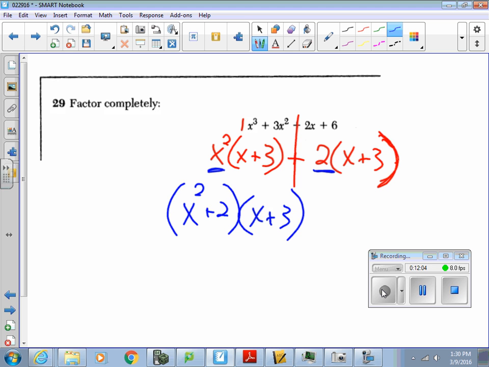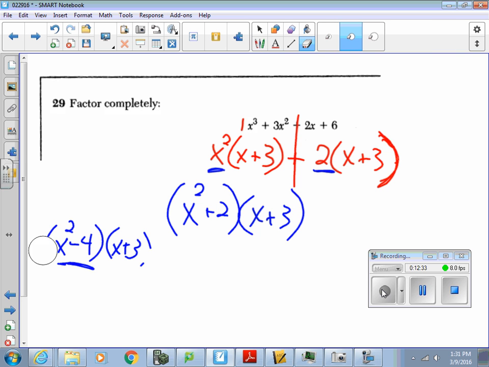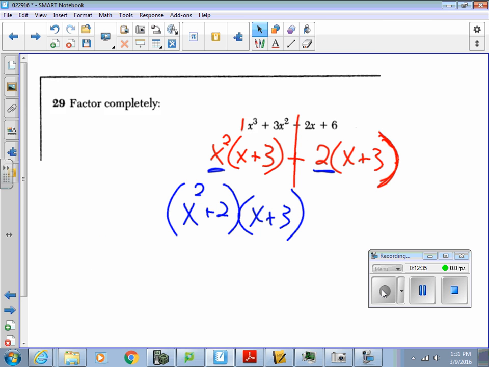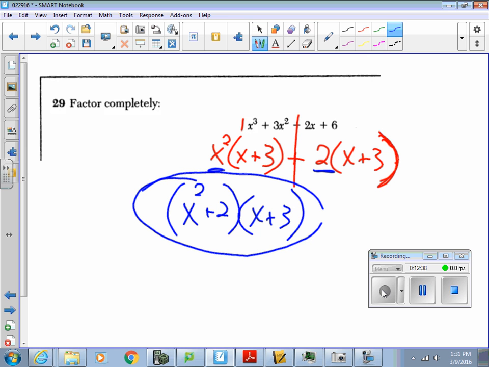Now make sure, once you get to this part, make sure you can't do any more factoring. I'd say because of the fact this is a 2-point problem, that they would not have you do more factoring. If it were a 4-point problem, you might get something like, after you're done grouping, x squared minus 4 and x plus 3. And then this part here could factor again. But the fact this is a 2-point problem, they didn't have you do that. So your answer is this, completely factored. And that's number 29.